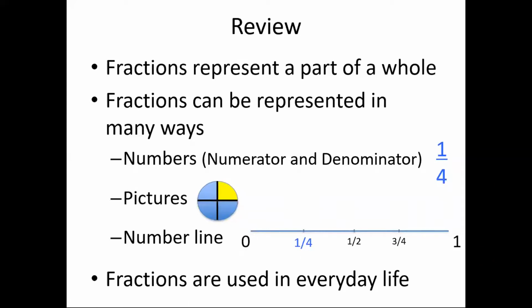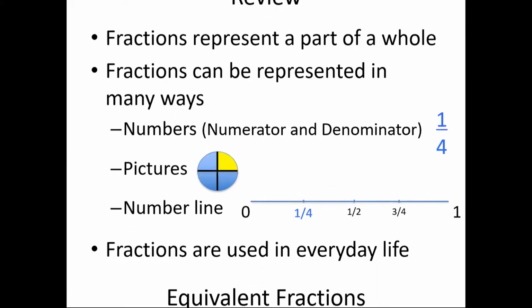The second way to represent a fraction is by pictures. So we have here one part out of four equal parts, so 1 out of 4. The third way to represent a fraction is by using the number line. We have here a number line from 0 to 1, and we already divided it into 4 equal pieces. We have one piece out of 4 pieces, so 1 out of 4. That's how to represent a fraction in many ways.